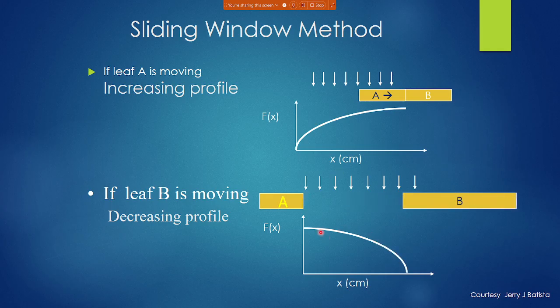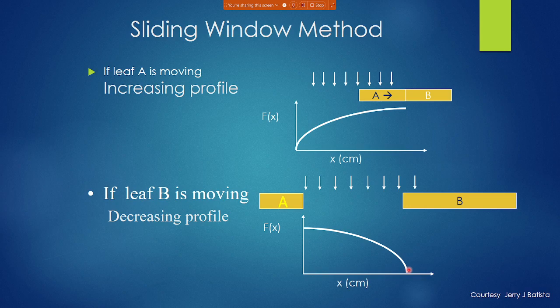So here you have more dose because this portion was open from the moment it started until it stopped. So this portion will get more dose and this will get less dose. So this is a decreasing profile. So you now know how to make an increasing profile and decreasing profile. So either you move the leaf, keep B static, move leaf A, or keep A static and move leaf B.